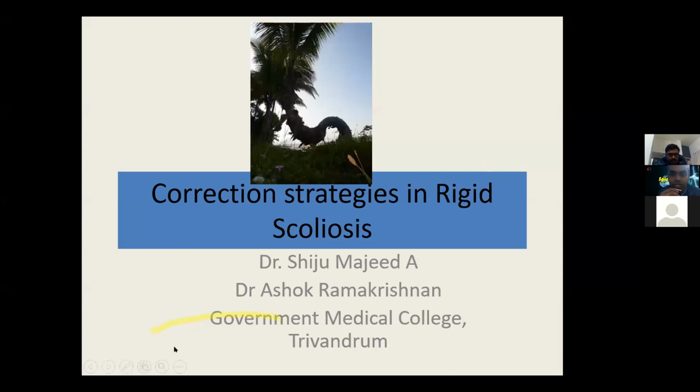And today we have Dr. Shiju Majeed from Trivandrum Medical College. He is an associate professor in the spine unit of the orthopedic department. And he'll be sharing his experience in managing rigid scoliosis, how to manage it, and the various osteotomies involved in it.